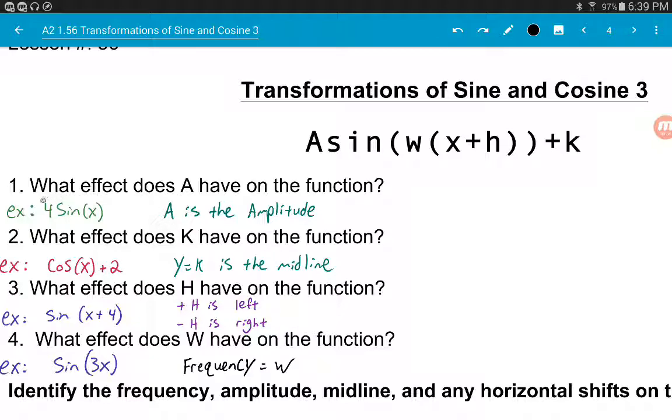An example for that would be like 4 sine of x. That 4 would be the amplitude. That's how far up and how far down the function goes from the midline. So like this would be 4 as a distance.